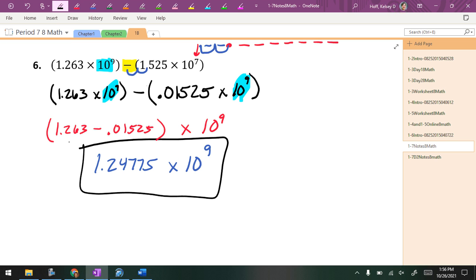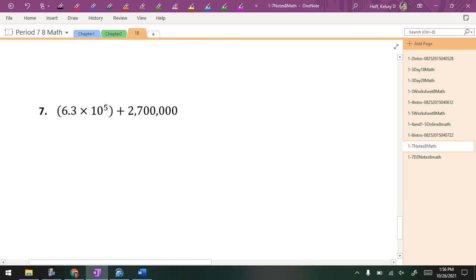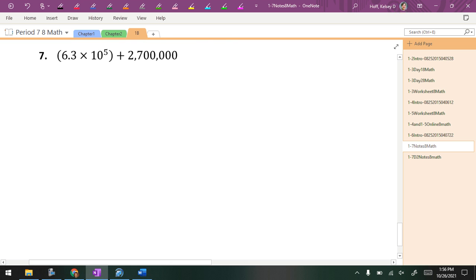What do you hate about problem 7? Huh? Big number. What should it be written with? Scientific notation, correct? So the first thing we need to do is we need to rewrite that number. Everybody take a minute and rewrite 2,700,000 as scientific notation.